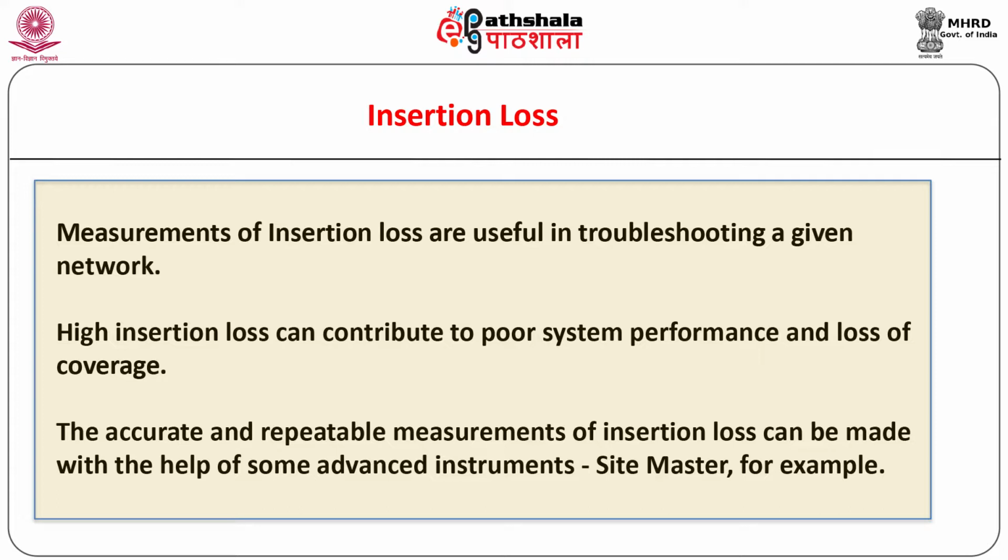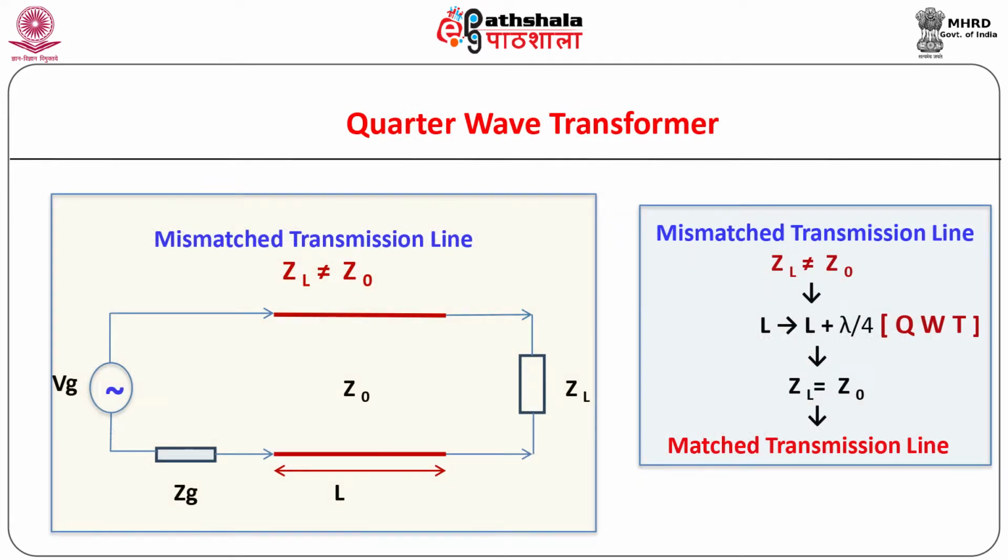High insertion loss can contribute to poor system performance and loss of coverage. The accurate and repeatable measurements of insertion loss can be made with the help of some advanced instruments, SiteMaster for example. Instead of using a matching filter network, can we not have some other simple electrical system? The answer is yes, we do have. Let us discuss one of such systems.